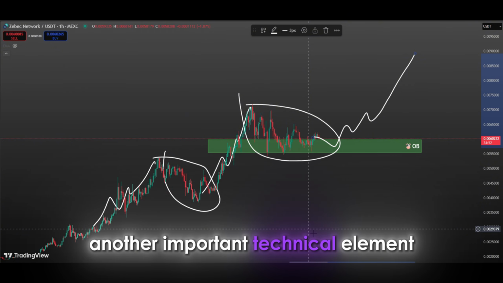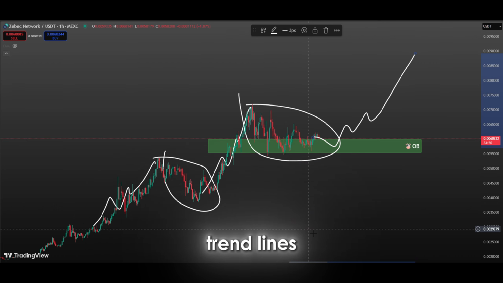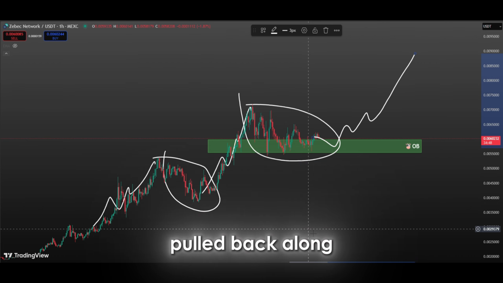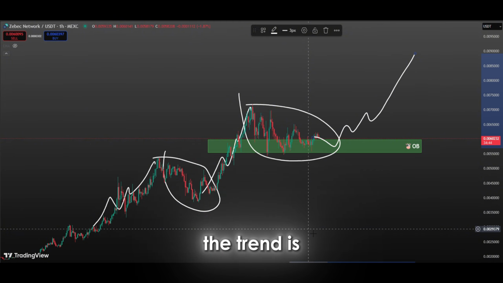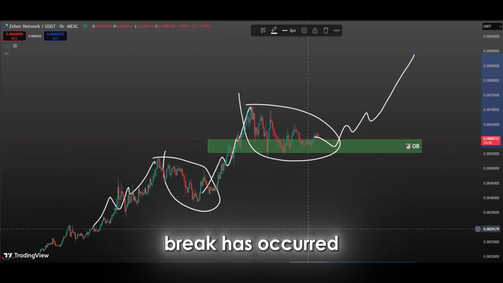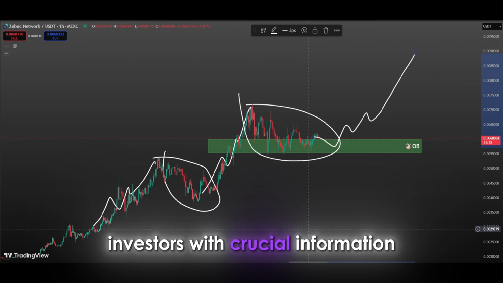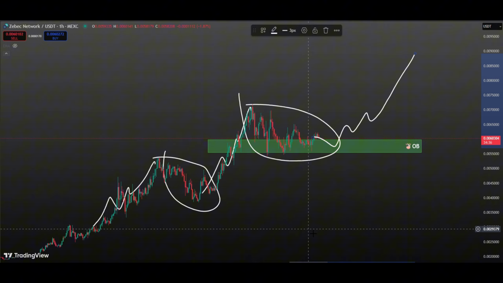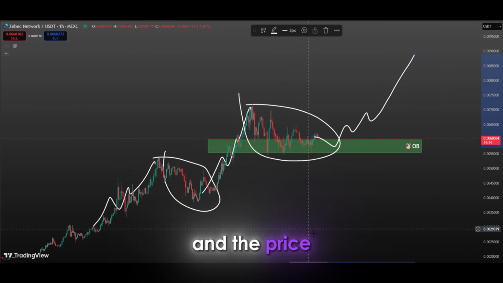Another important technical element supporting the current scenario is the trend lines. The price has pulled back along an ascending trend line and is still trading above it. This indicates that the trend is being preserved and no trend break has occurred. Maintaining these trend structures provides investors with crucial information about the direction of the price. If the trend line is tested and the price bounces from it, this may signal the beginning of a new upward wave.